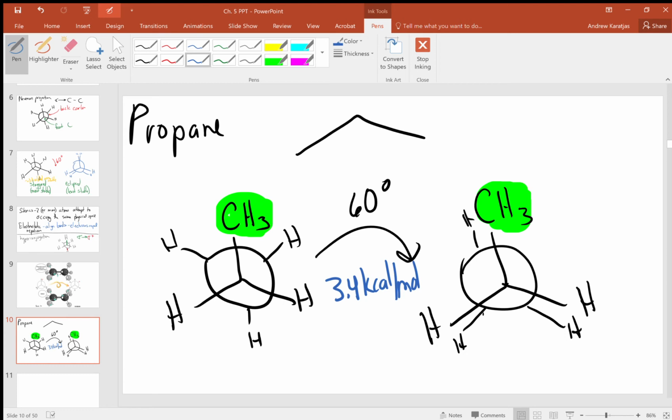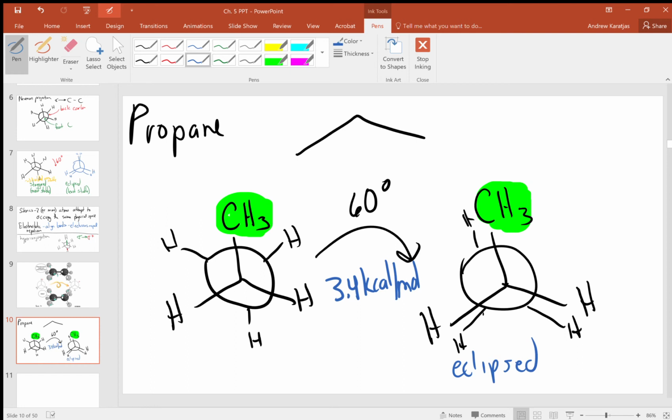Now we're going to do this one more time. We're going to go up to butane. So again, take a look at your model of butane and see what the different staggered and eclipsed conformations look like. Because for both ethane and propane, there was only one type of eclipsed or staggered. So if you had taken this eclipsed here and rotated it another 60 degrees, you would have ended up with something that looked identical to where we started.